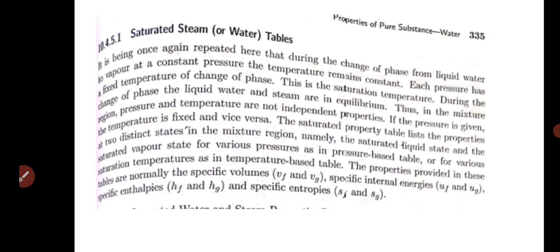The saturated property table lists the properties at two distinct states in the mixture region, namely the saturated liquid state and the saturated vapor state, for various pressures as in the pressure based table, or for various saturation temperatures as in the temperature based table. The properties provided in these tables are normally the specific volume vf and vg, the specific internal energies uf and ug, specific enthalpies hf and hg, and specific entropies sf and sg.